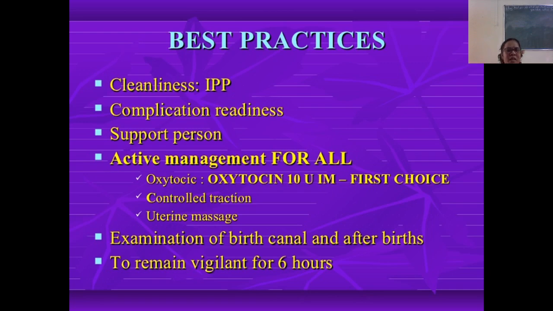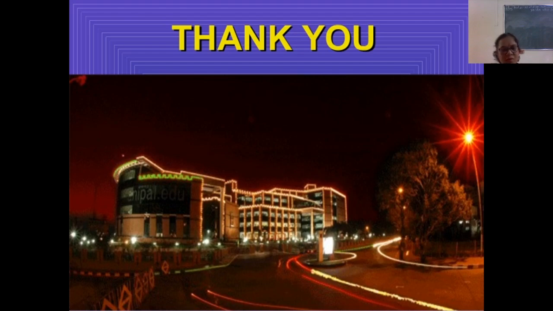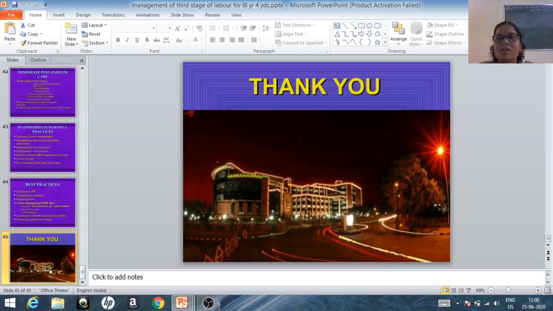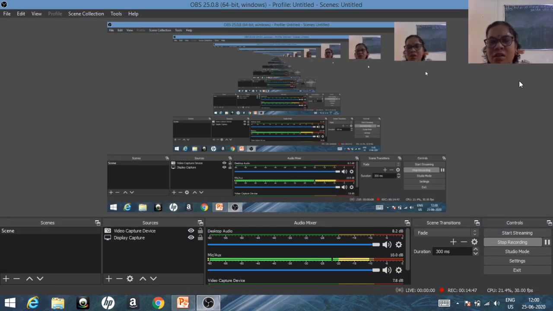Then best practices are cleanliness. You must be ready if any PPH is there, you must be in a situation to attend to this PPH, and a support person must be there with the mother. Active management for all: oxytocin, controlled traction and uterine massage, and examination of birth canal after birth. And up to 6 hours we need to be very vigilant in the observation of the mother and baby. So these are the effective management of third stage of labor.